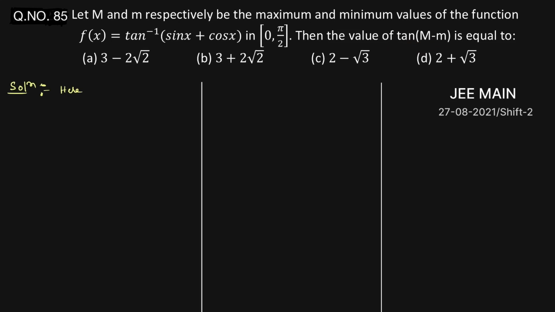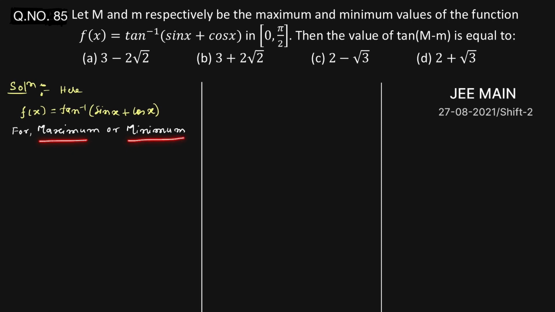So here f of x is given, f of x which is equal to tan inverse of sin x plus cos x. So for finding maximum or minimum value, we have to differentiate the function both the sides with respect to x.